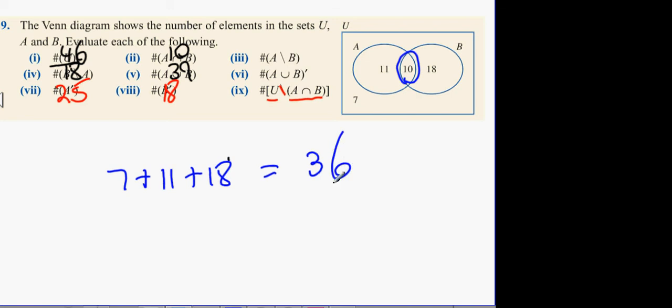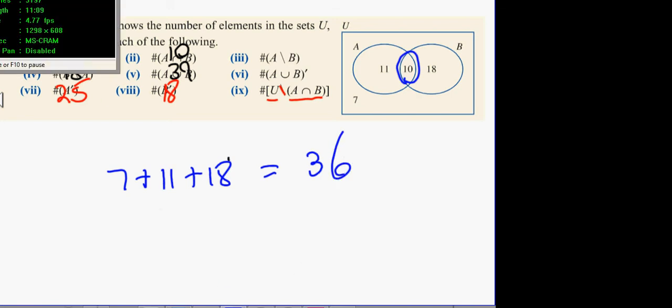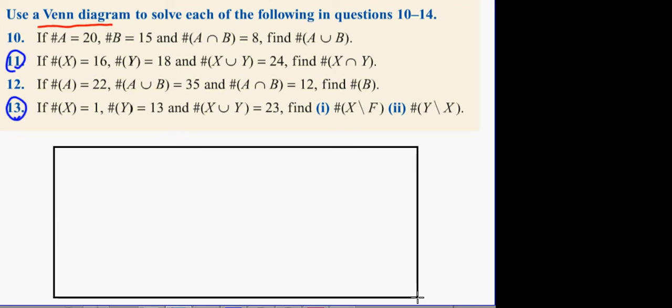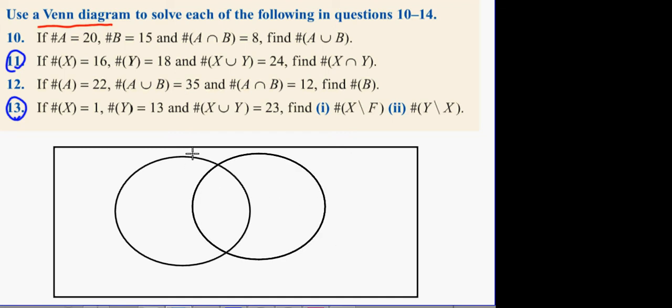36. 36, right, good. Let's read the question here. It says, use a Venn diagram. I don't see a Venn diagram. What does that mean we're going to do? Draw a Venn diagram, right? That is a no-brainer. What we say in the business is you don't really have to think much about that. You just know to draw a Venn diagram. Now, the maths business, that is, yes.